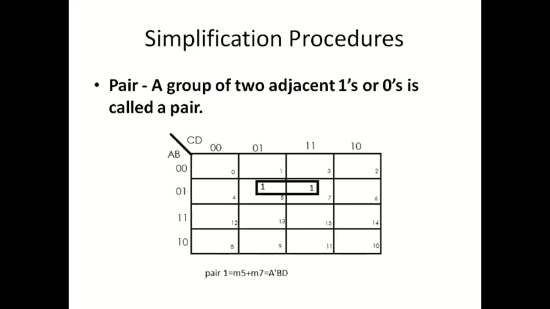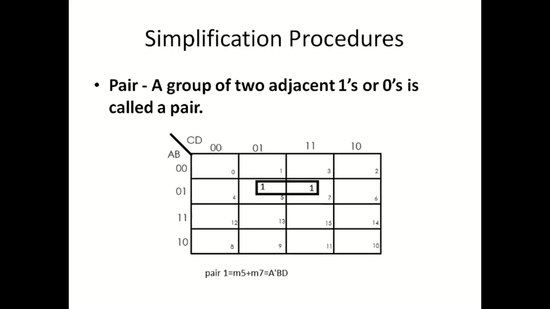So my pair 1 is going to be M5 plus M7, which is equal to, now you can see here that in the case of M5 and M7, you have to look at row number 2 and column number 2 and column number 3. If you see row number 2, the value of A is 0 and the value of B is 1. In both M5 and M7, the value of A is 0 and B is 1. So it is going to be A complement dot B.